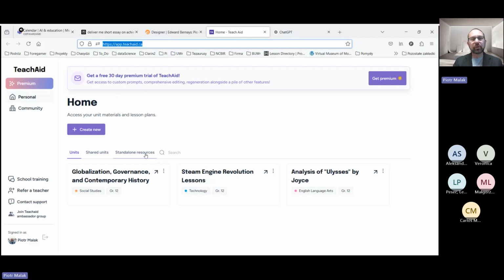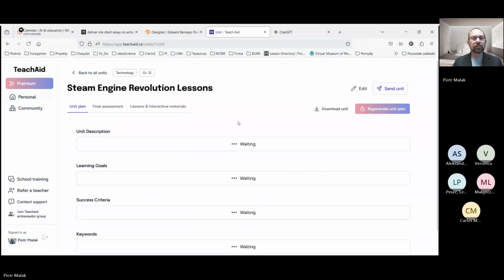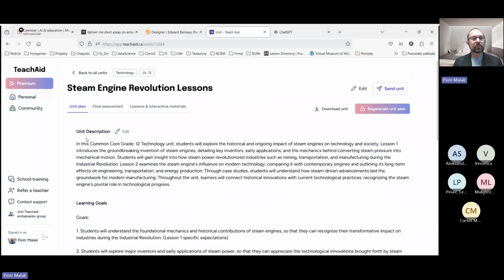I have prepared examples. So, for example, steam engine revolution lessons. And the prompt was: provide lessons introducing steam engine revolution, including 50 years before it happened.